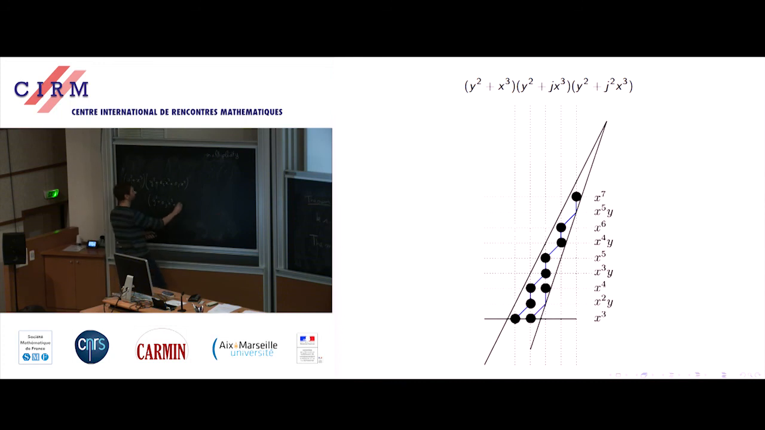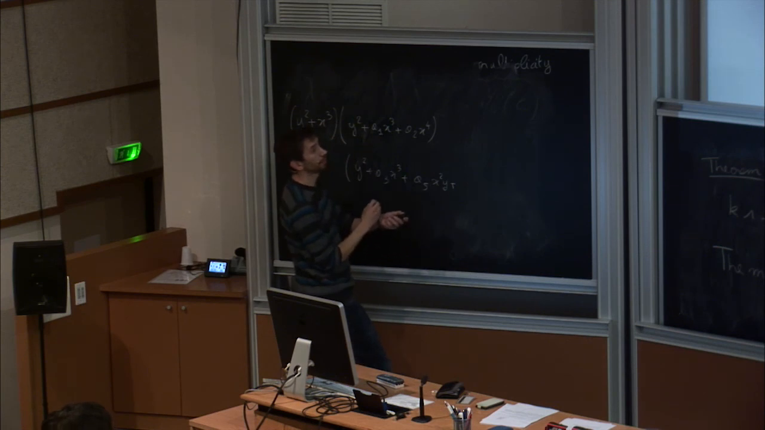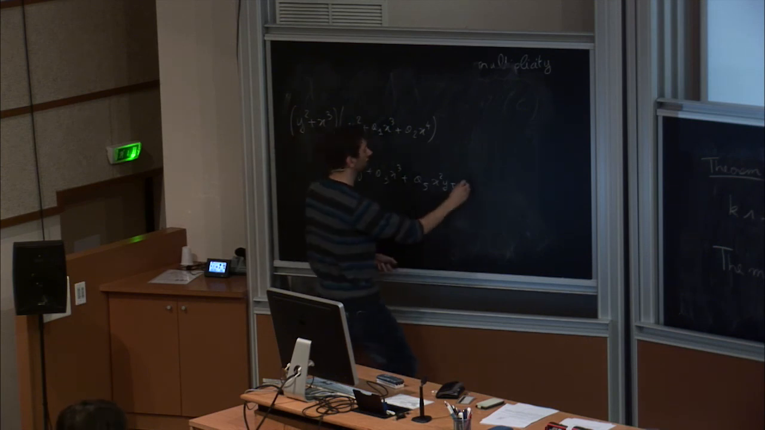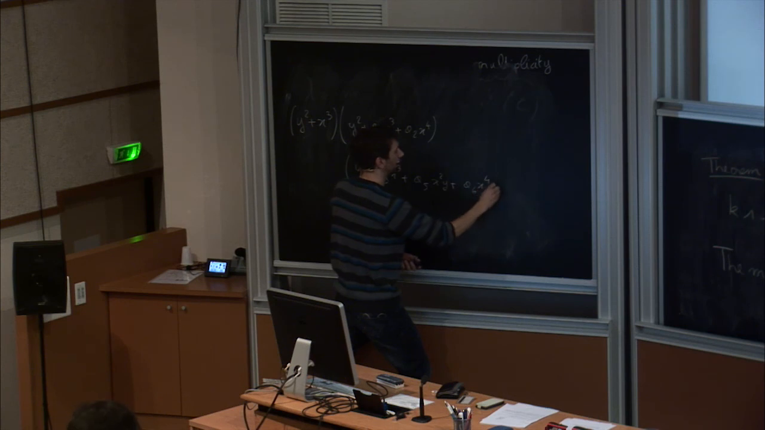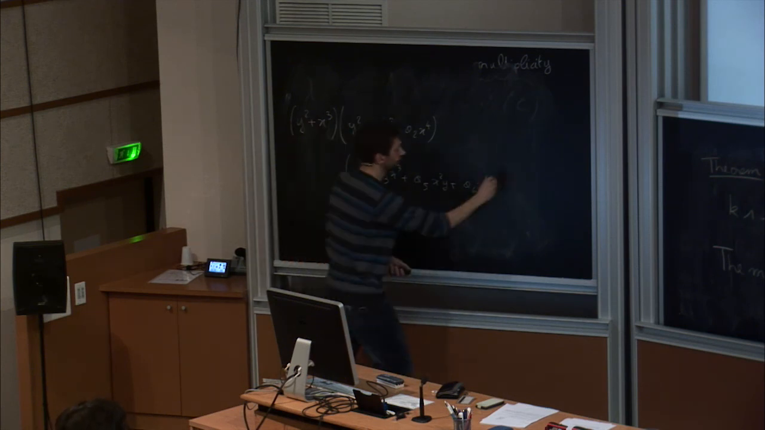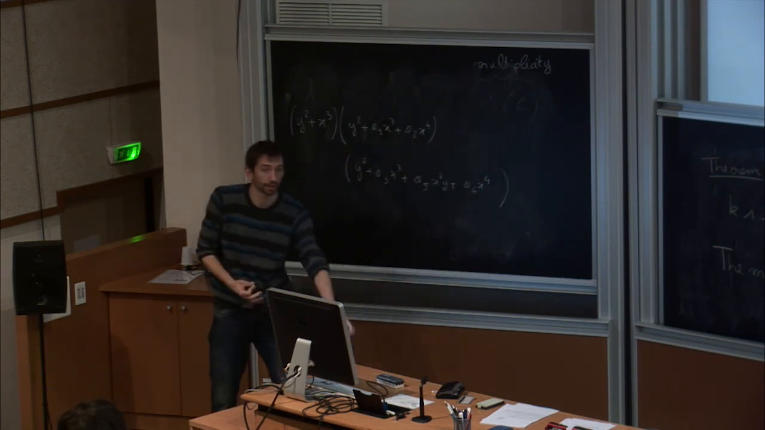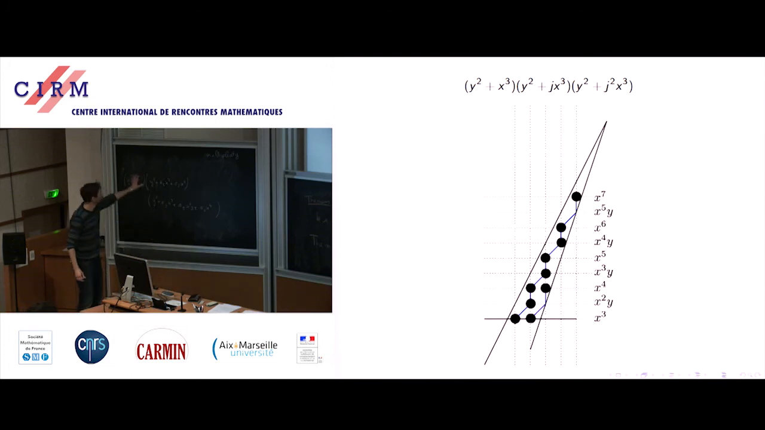So you have plus a5 x squared y plus a6 x^4 and so on until the end. Okay. And so the theorem states that if you do so here, you have a family of normal forms for the equation, which for a curve that has an equation topologically equivalent to the one which is written just above.